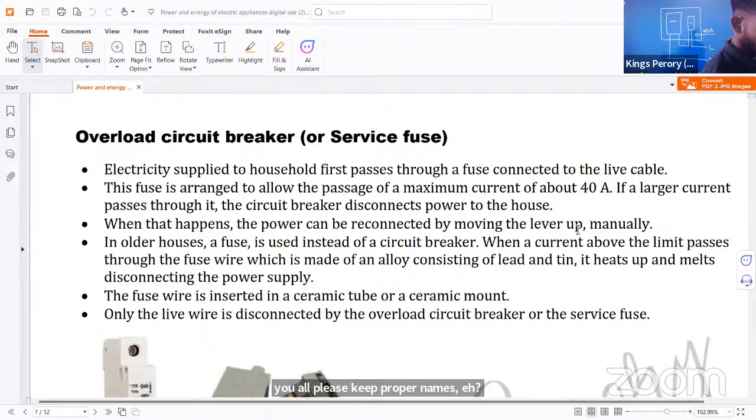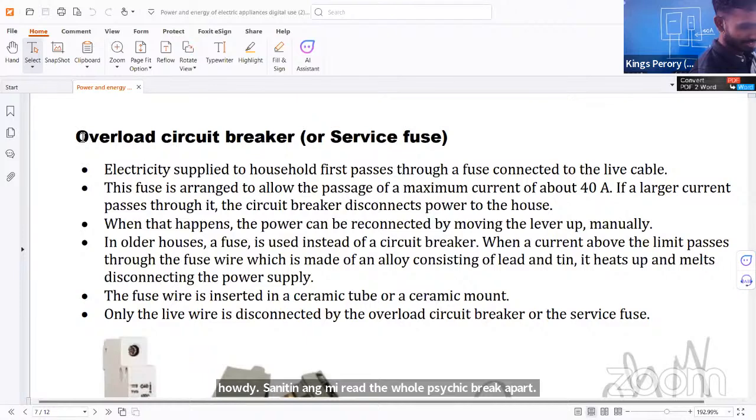Oh, then proper name. The first person put the correct name. Hari, Sanit. Yes, sir. Yes, Sanit Puta, where are you from? Vattala. Right. Hari Sanit, read the overload circuit breaker part.